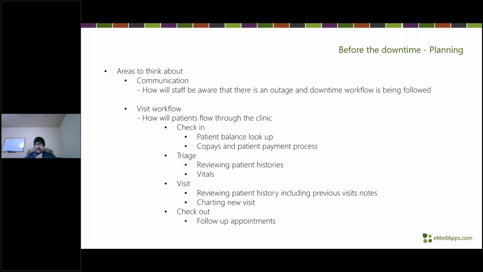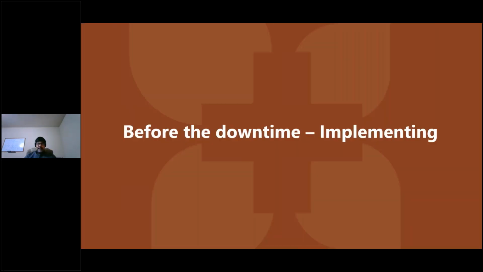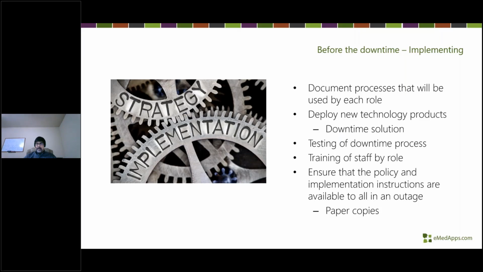What are the different touch points that this patient is going to have with my staff, and how are they going to supplement the information they need that they're not going to be able to get from my EHR and PM system since it's unavailable? Once I've got that plan set up, how do I implement the plan? What are the steps that are going to be involved in making that plan a reality?